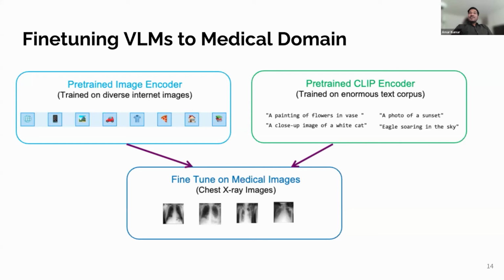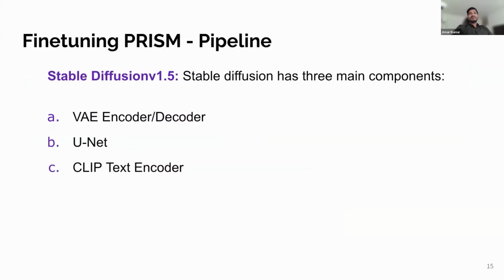These image encoders are essentially trained on a bunch of images on which these foundation models were initially trained, and they are diverse across multiple ranges. At the same time, the CLIP encoder is trained on a huge corpus of text data. The intuition that we need to develop is that somehow we need to control these two together so that we can fine-tune a medical foundation model that works on medical images.